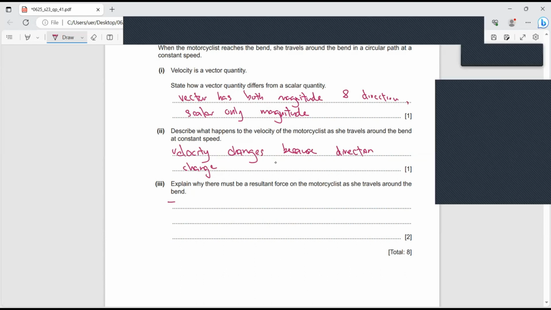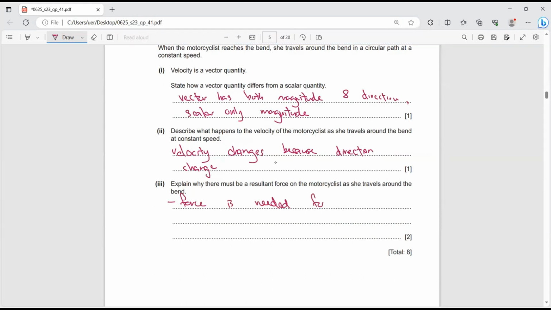So because a force is needed for the motorcycle to change direction.